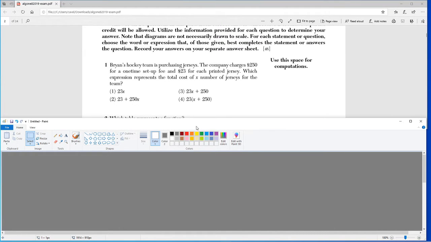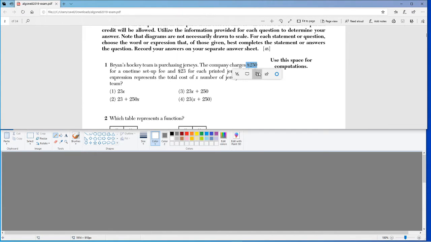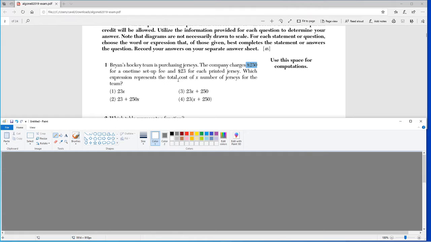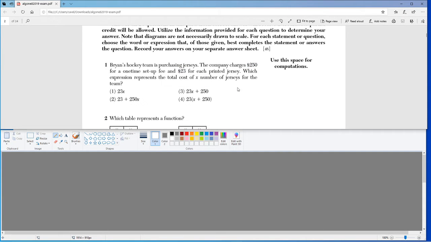Number 1 says Brian's hockey team is purchasing jerseys. The company charges $250 for a one-time setup fee and $23 for each printed jersey. Which expression represents the total cost of x jerseys for the team? So obviously the $250 is going to be the constant, and $23 for each x.